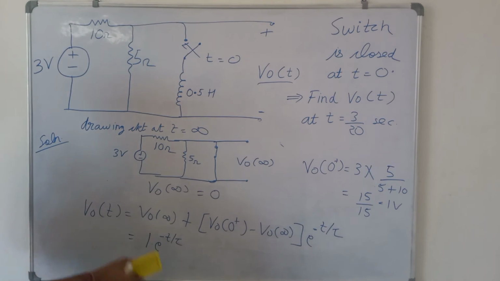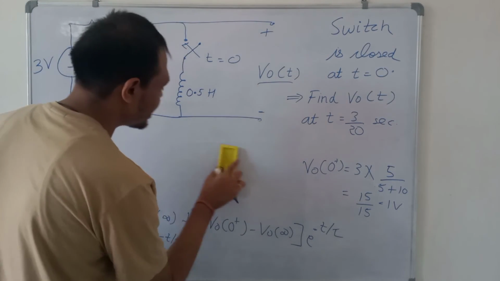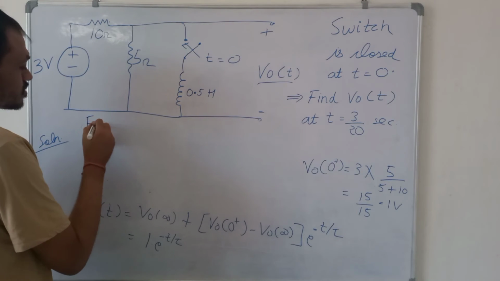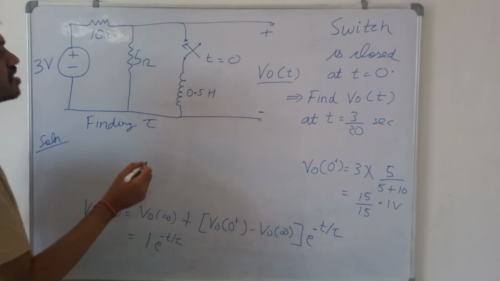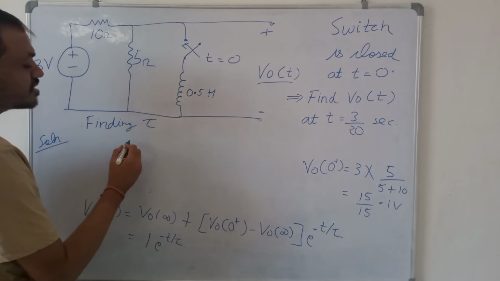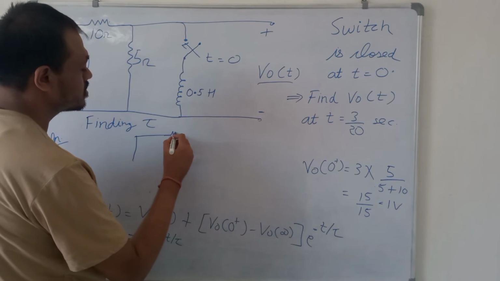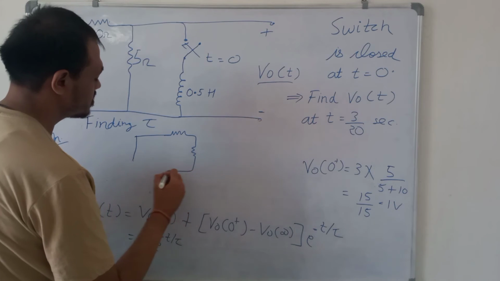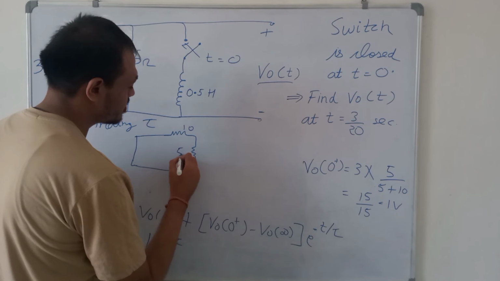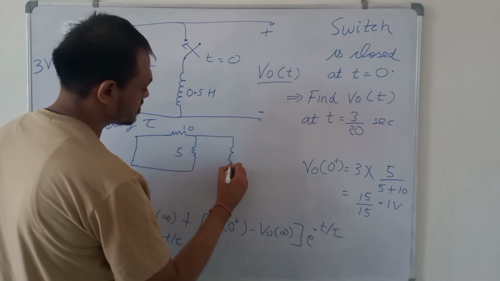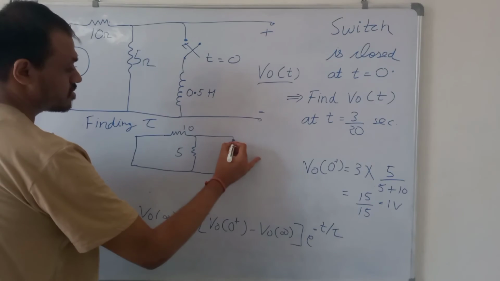Now we have to find tau, that is the time constant. So the next step is finding tau. For finding tau we have to short the voltage source and open the current source. When we short the voltage source, the 10 ohm and 5 ohm resistors come in parallel, and this is the inductor, and this is the switch.